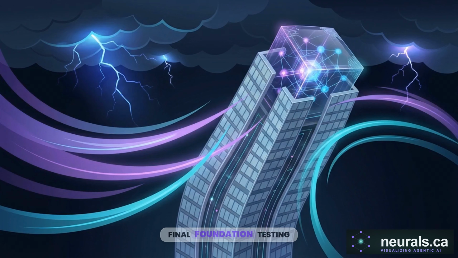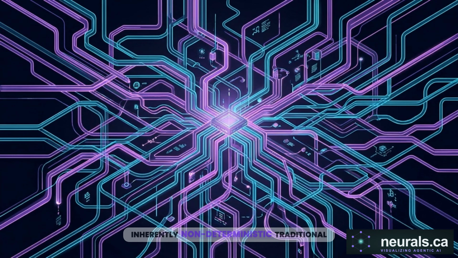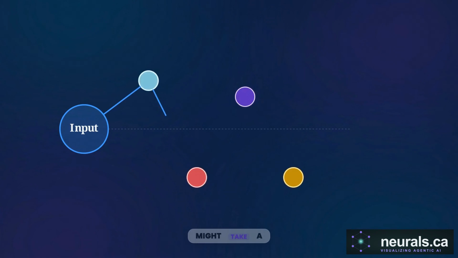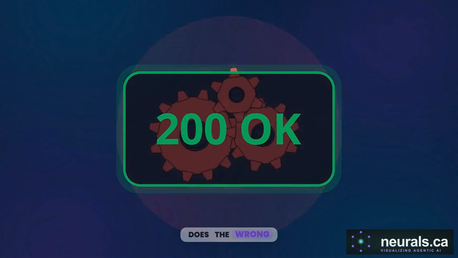The final foundation, testing at scale, addresses a problem unique to large language models. They are inherently non-deterministic. Traditional pass-fail software testing relies on predictable outputs. Give an agent the exact same input twice, however, and tomorrow it might take a completely different path of tool calls than it did today. A basic health check will show a 200 OK status, while the agent confidently does the wrong thing inside.